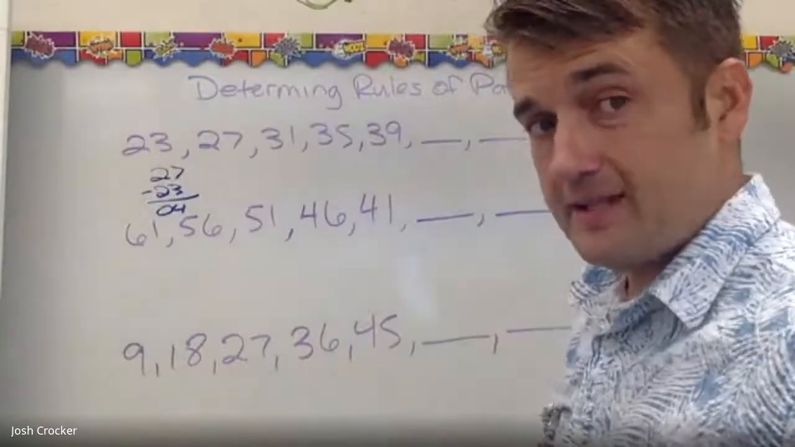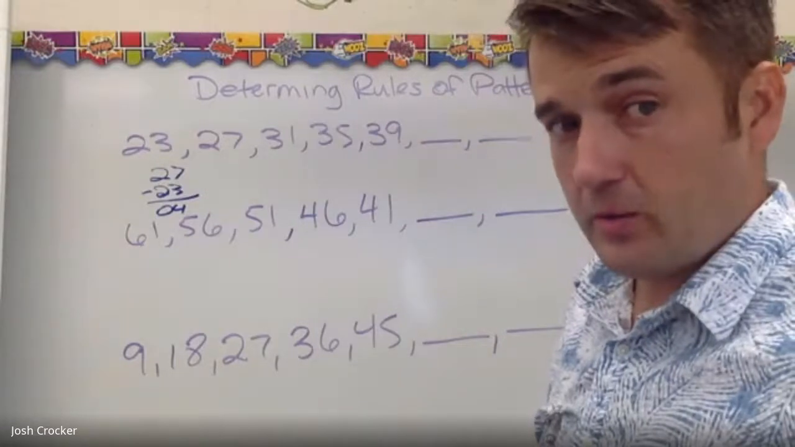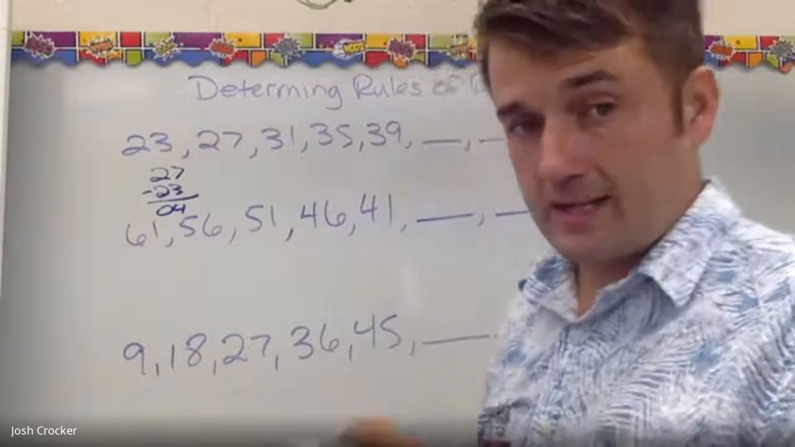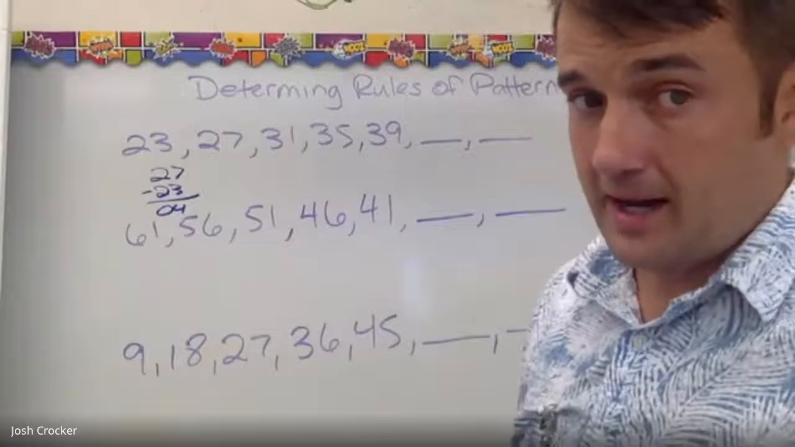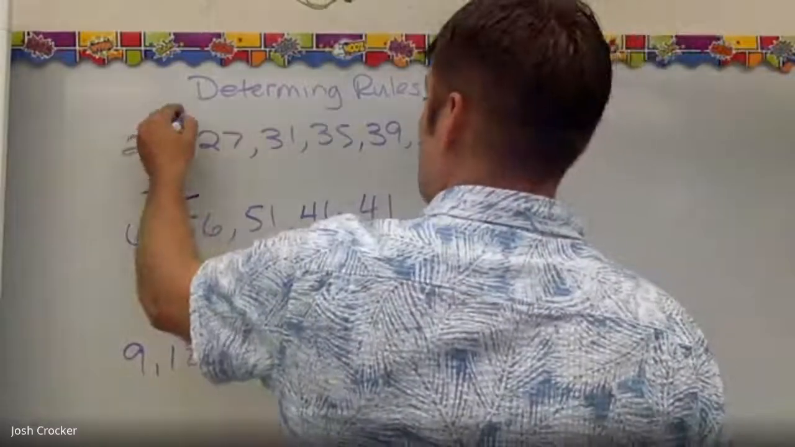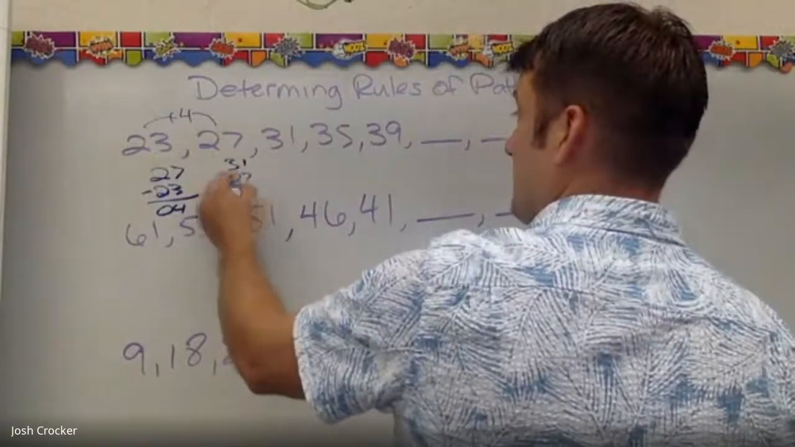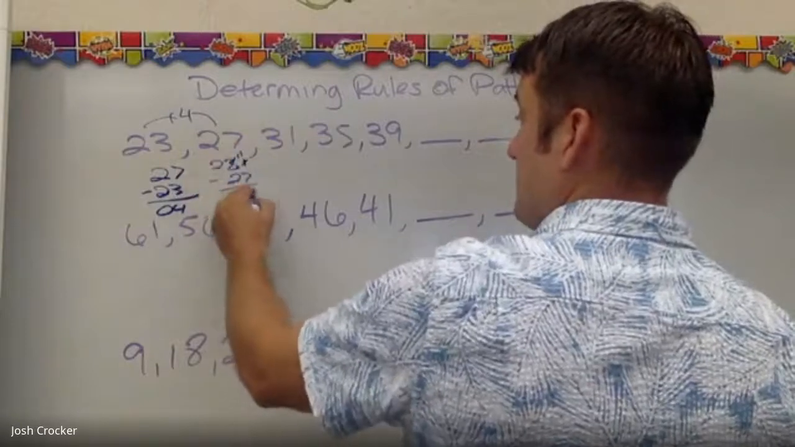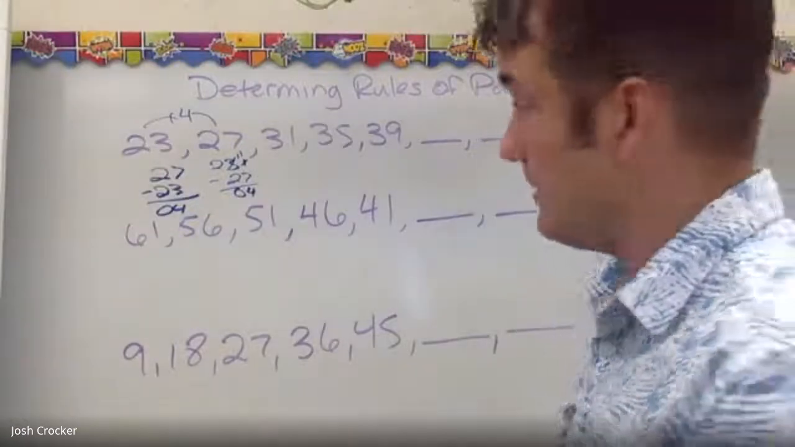Now, it's important when you are determining a rule that you make sure that your rule works more than once. Don't just do it one time and go, well, the rule must be add 4. It may be, but it may not be. Okay. So this was +4. Now, I'm going to do the same thing again here. And I got 4 again. So it's looking pretty good for +4.